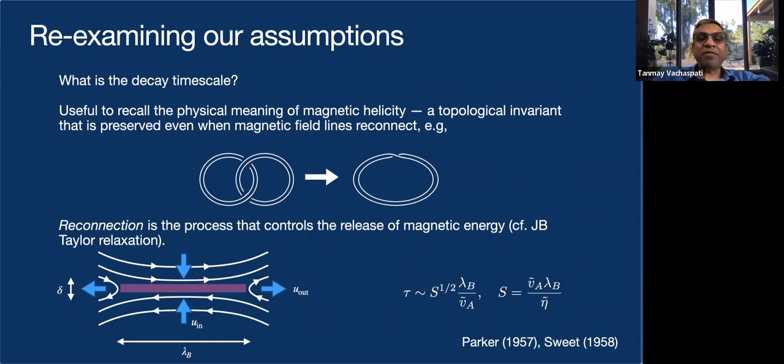Now you are saying that even in that diagram with the linked flux tubes, the reconnection will preserve the helicity because the linking will go into the twisting. Yes.